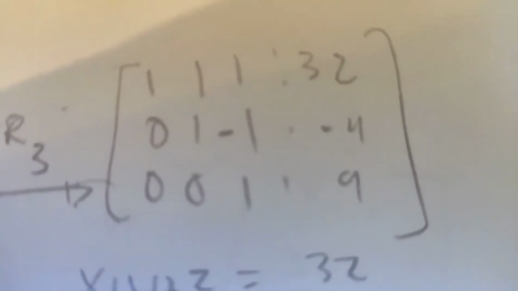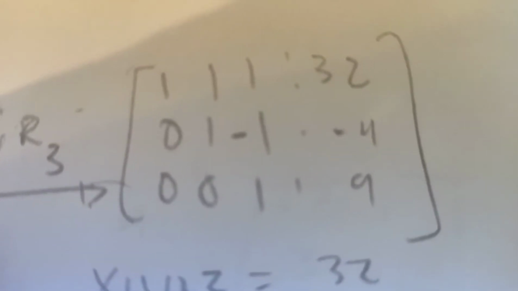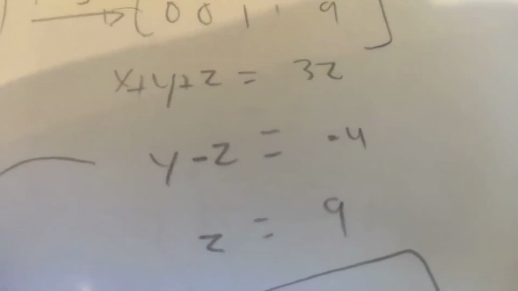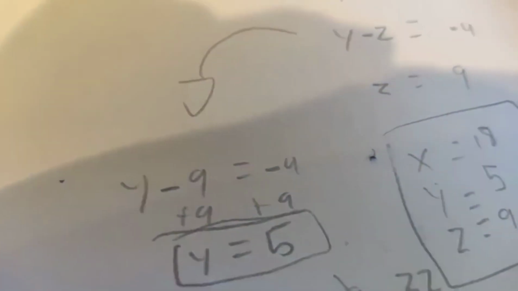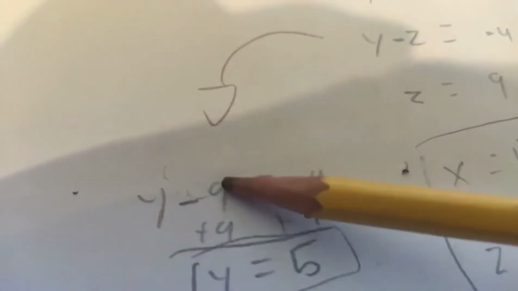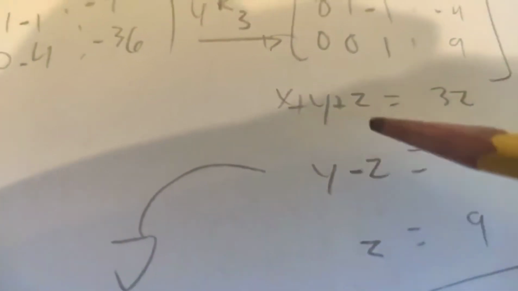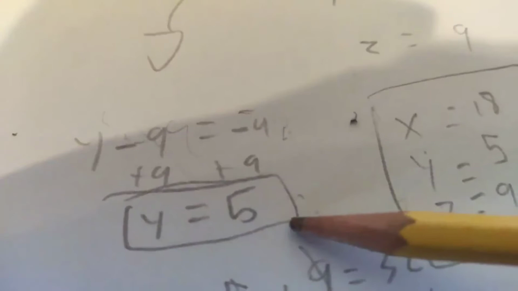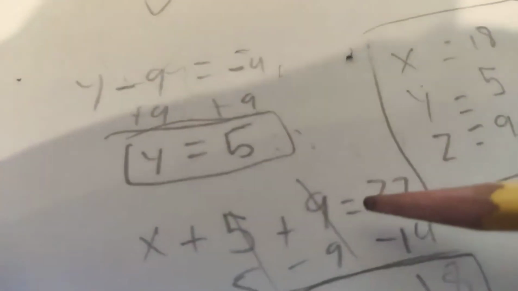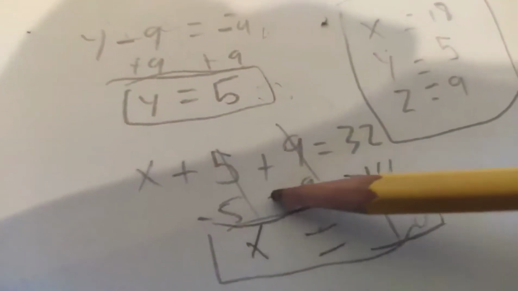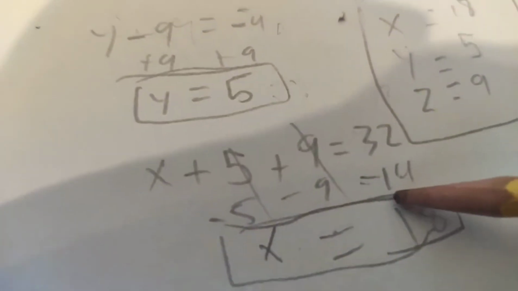And once we get our row echelon form, we can use Gaussian elimination with back substitution to get what we need. So since we know z equals 9, we plug in for z to find y. So y minus 9 equals negative 4. We add 9, so we have y equals 5. And then to find x, we plug in both numbers, 5 and 9, into y and z. So we get 32 minus 14, and x equals 18.